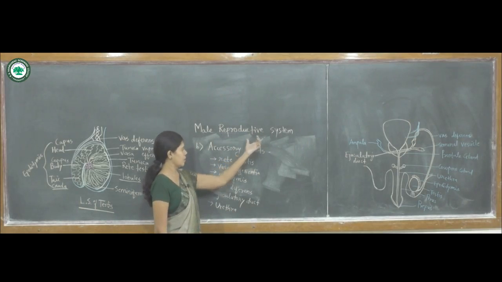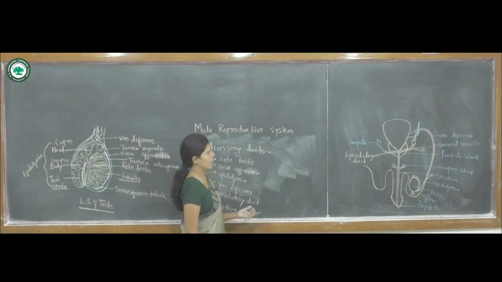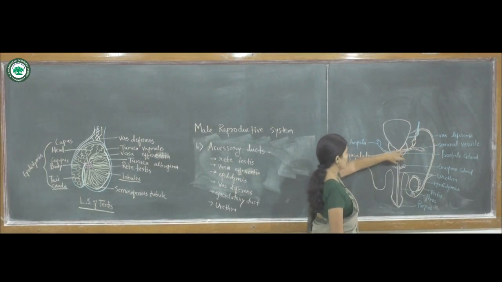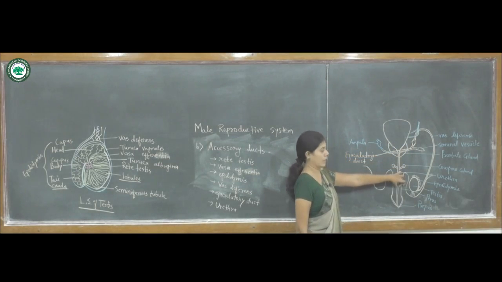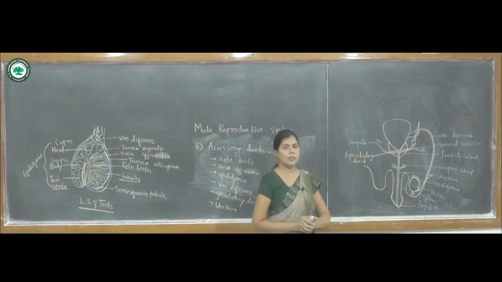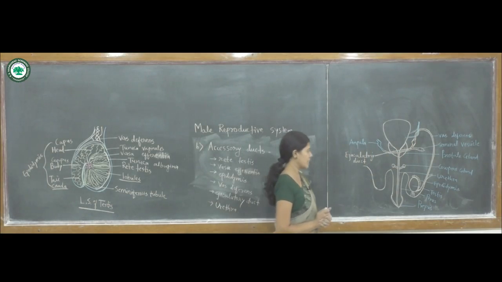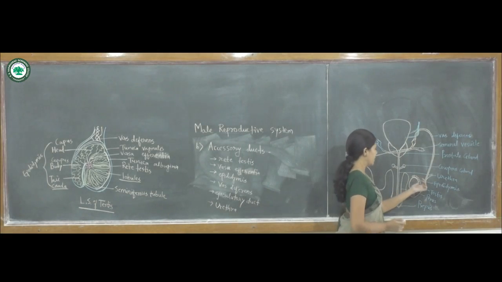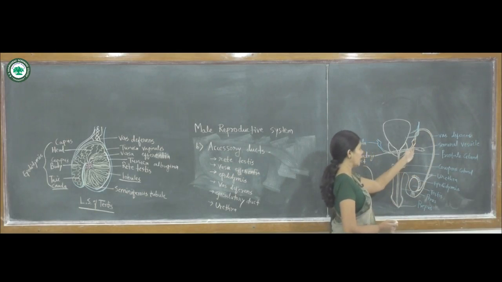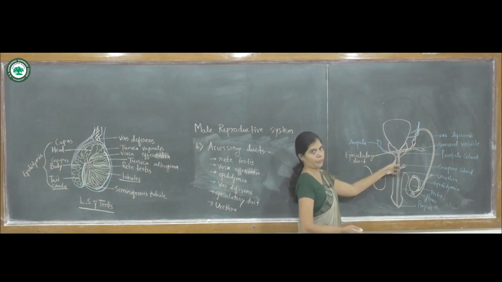Now the ejaculatory duct is connected to the urethra of the male, and the transfer of sperm from the testis is carried out from the vas deferens to the ejaculatory duct, and lastly it enters into the urethra.